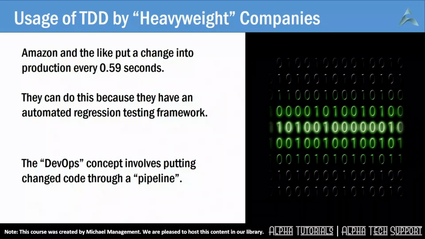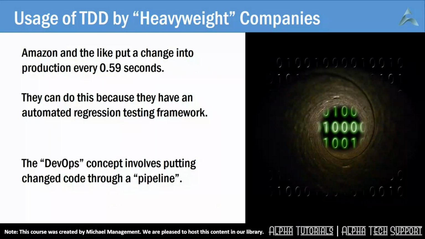The answer is, they can be virtually 100% sure that any new change will not break existing functionality. This is achieved using automated regression testing. It covers 100% of their existing code base. This is not all down to TDD, but TDD plays an important part.